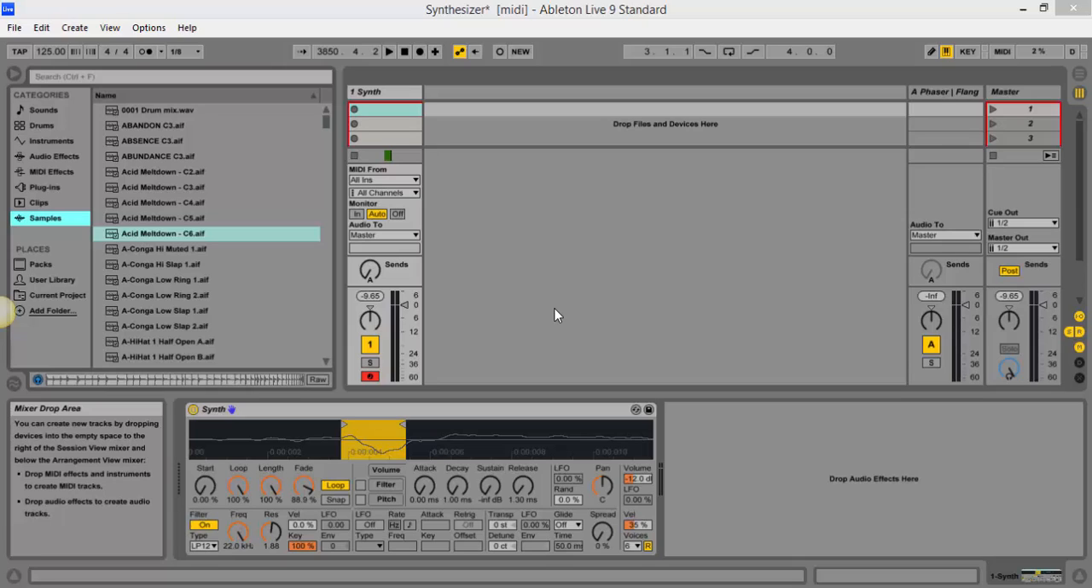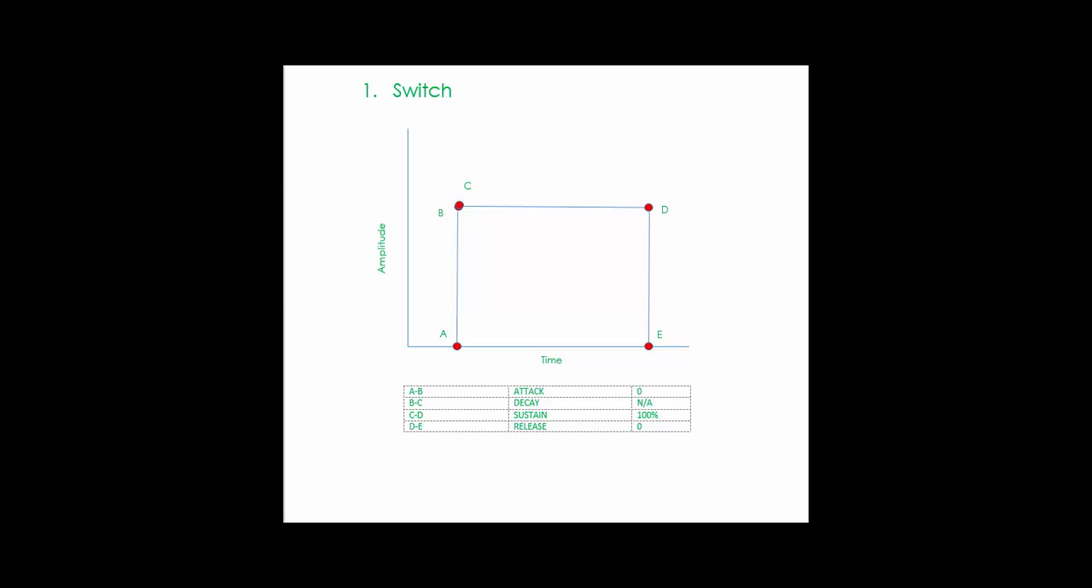Next, I'm going to show you and explain to you about five types of amplitude envelopes. I'll start with the switch envelope. This is also called the organ envelope because whenever you press the organ key, the sound goes up, and when you release it, it suddenly goes down. So here you can see that the attack time is 0 and there is no decay time. The sustain level is all the way up, that is 100%, and release time is 0, so it goes up, and when you release the key, it goes down.